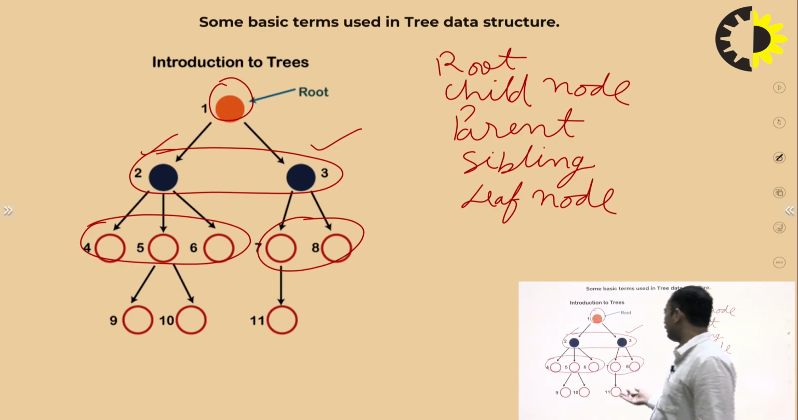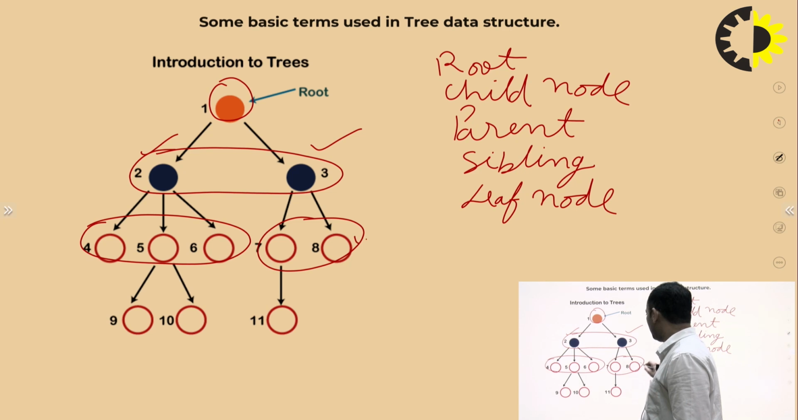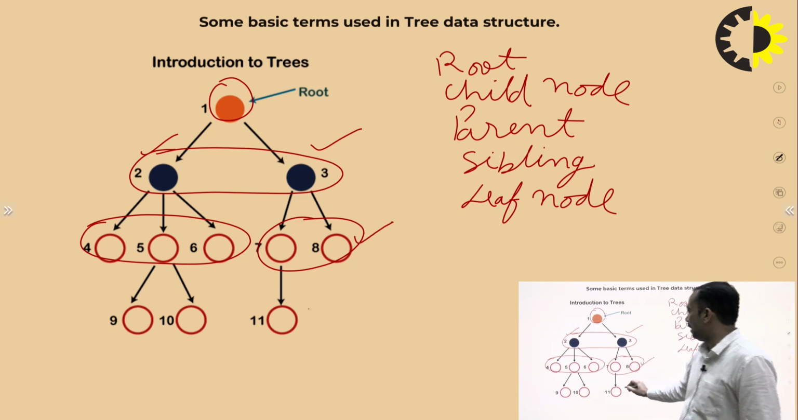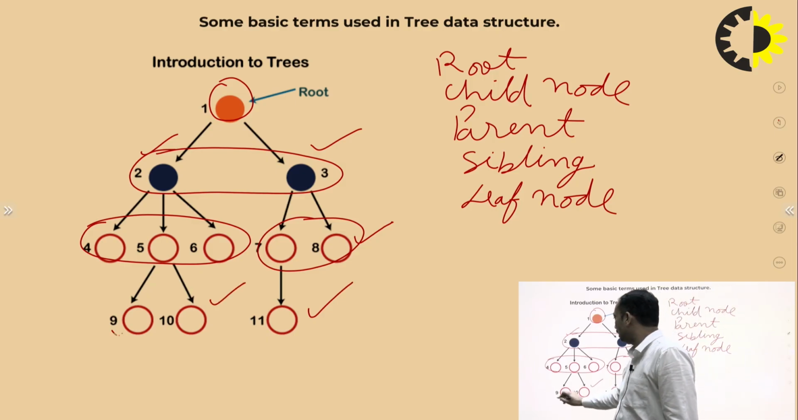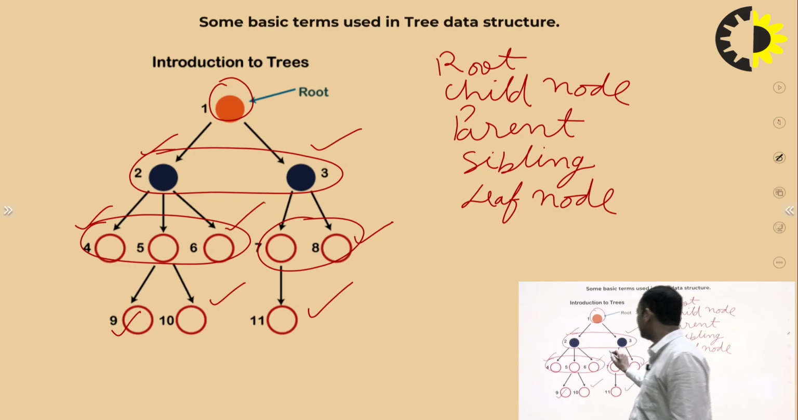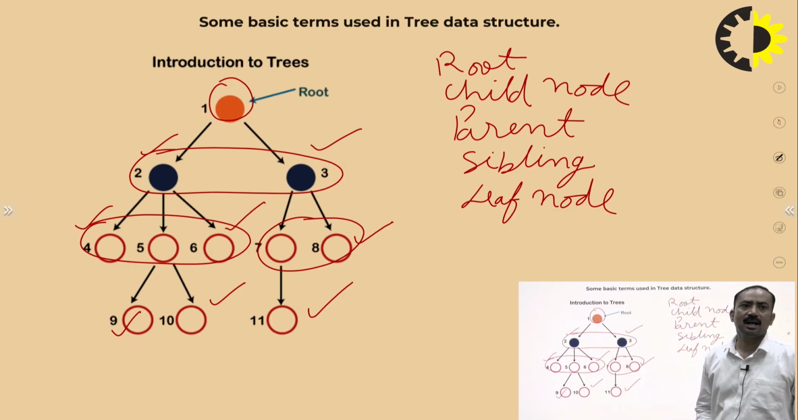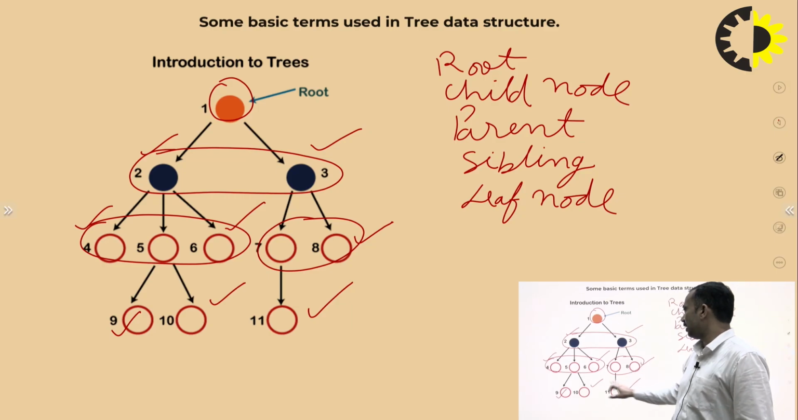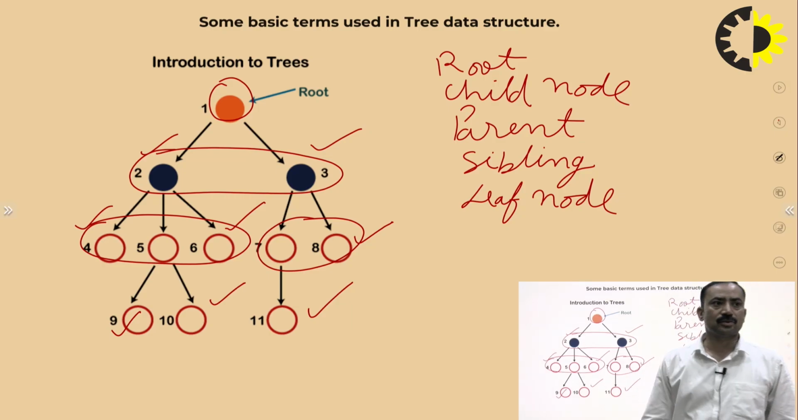So here in our tree we have 8, it doesn't have any children. We have 11, it doesn't have any children. 10, 9, 4 and 6. So these all are the leaf nodes. It doesn't have any children, so they are called leaf nodes.